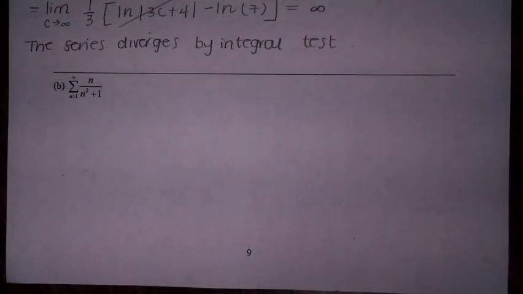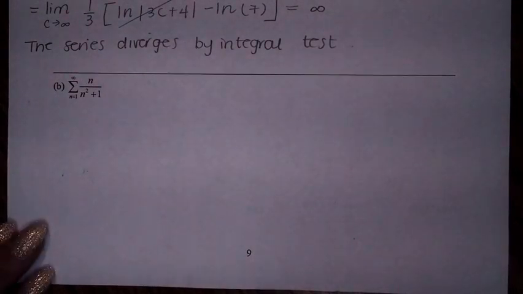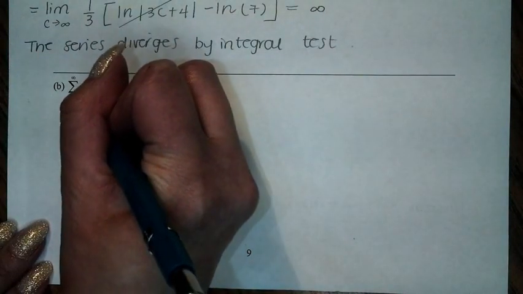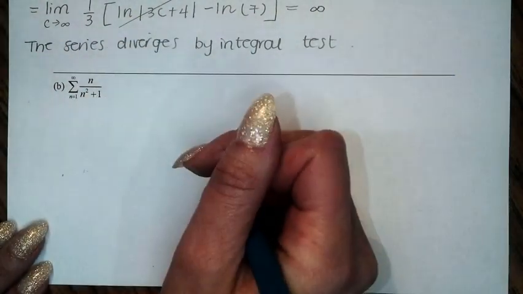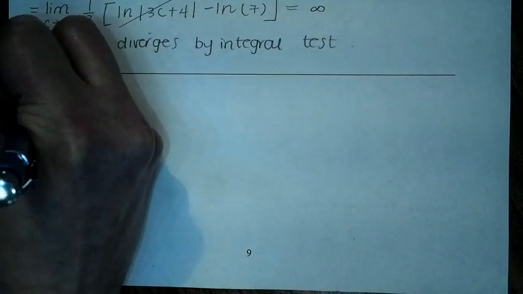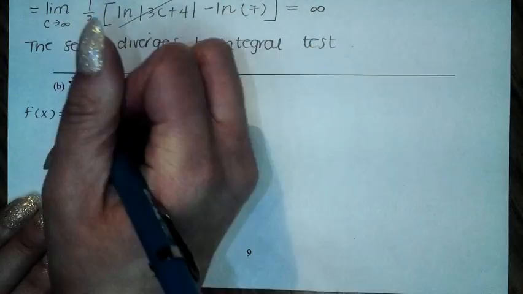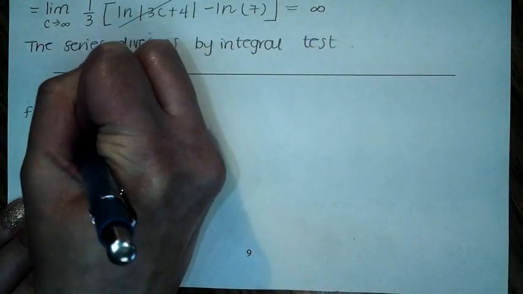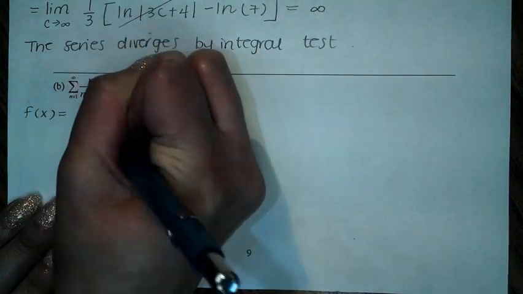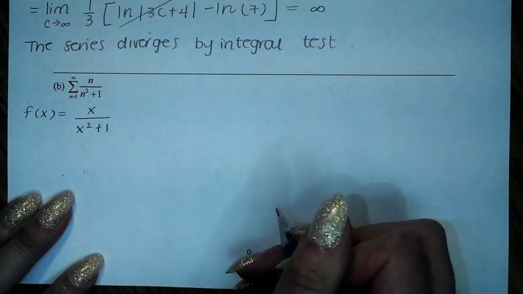So for this example, what you have is the summation from n equals 1 to infinity of n divided by n power 2 plus 1. So the first thing that you are going to do here is let your f of x, or a of x, or however you want to call it, be x divided by x squared plus 1. Okay? So then you set your three conditions.